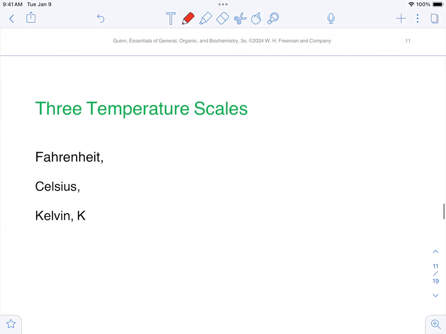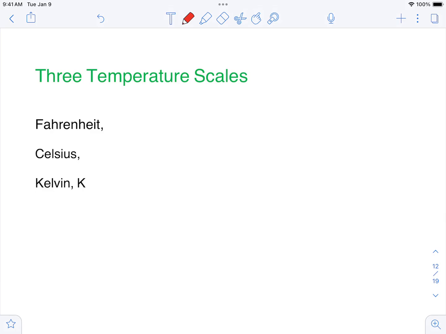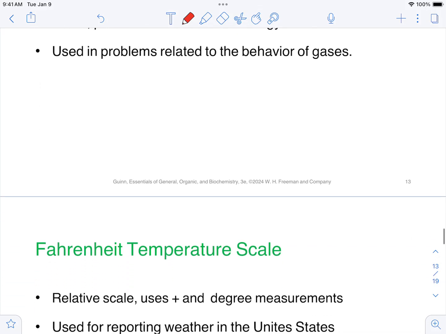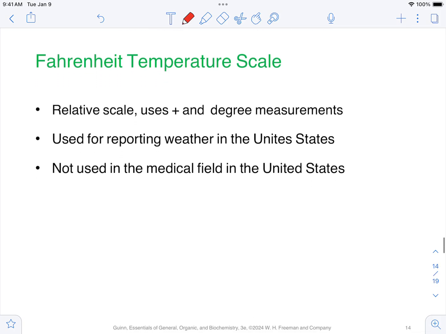Temperature scales and conversions. So we have 3 different temperature scales: Fahrenheit, which you are very familiar with, Celsius, and then Kelvin. Kelvin is the SI unit. It's an absolute scale. The kinetic molecular theory, it's called, is centered around what's called 0 Kelvin or absolute 0, using gas law stuff. We see Fahrenheit all the time with weather. You turn on the news and watch the weather, it's always in Fahrenheit. Your phone probably has it in Fahrenheit. It's not used at all in the medical field.